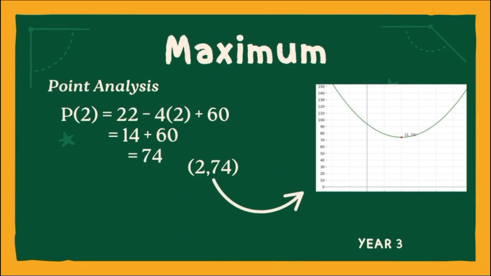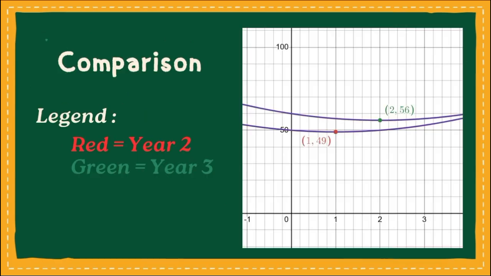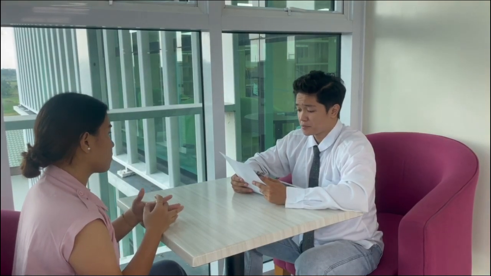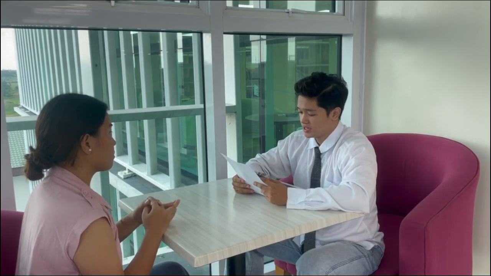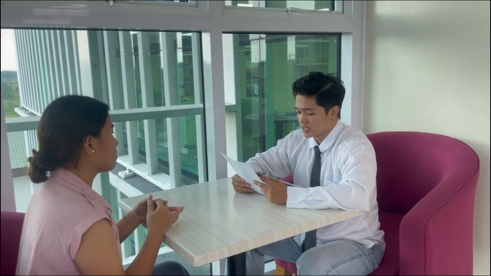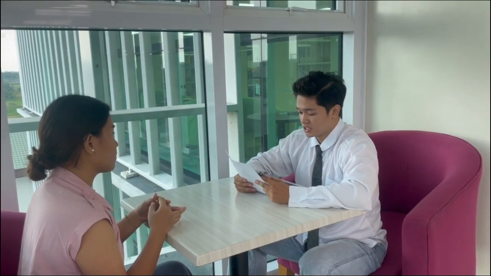So now we will plug the value of t into the function. P(2) = 2² − 4(2) + 60 = 14 + 60 = 74. Now we have the extreme point (2, 74). And here's the comparison for year 2 and 3, where we can see his business is increasing. Based on this graph, the profit in the second quarter of the 2 years is our maximum point. We can use this data to make better decisions moving forward.